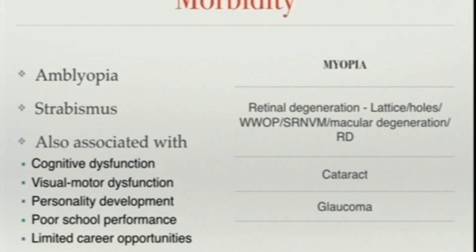There is a lot of morbidity associated with it. It's associated with amblyopia, strabismus, other cognitive dysfunction, many other personality developments, poor school performance, very limited career opportunities, and also high myopia has a lot of retinal issues regarding lattice holes, macular degeneration, retinal detachments, cataracts, glaucoma. So all these incidents increase with high myopia.